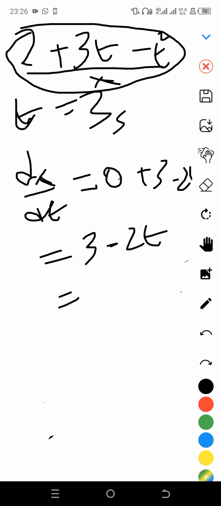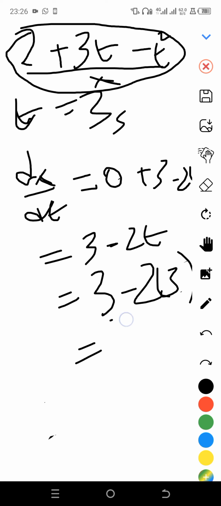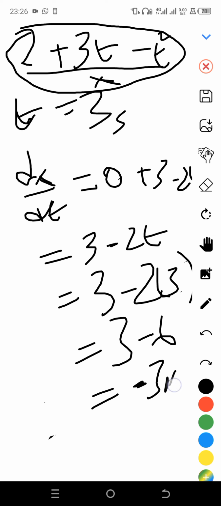And then if we plug back, you substitute t where we have t with 3, we have something like 3 minus 2 multiplied by 3, which is 3 minus 6, which is equal to negative 3 meters per second. So negative 3 meters per second.